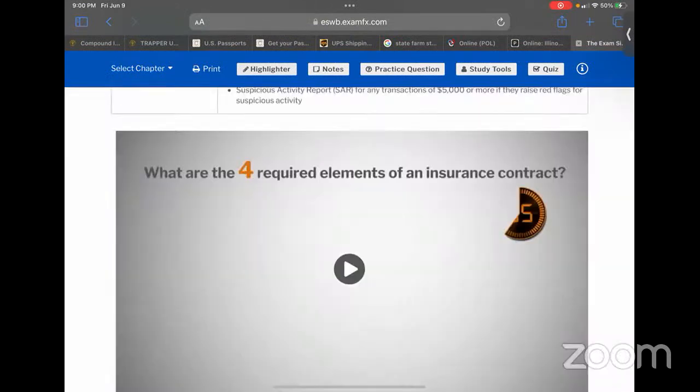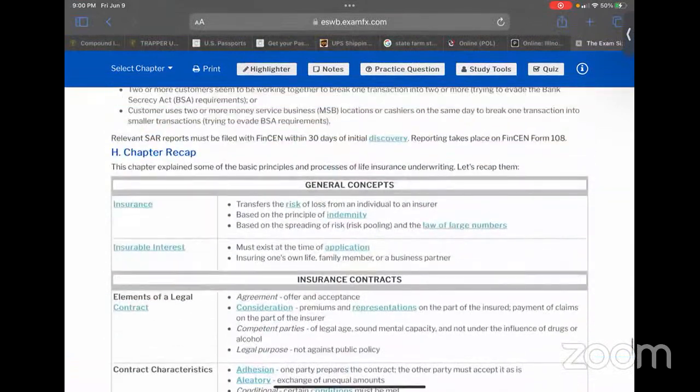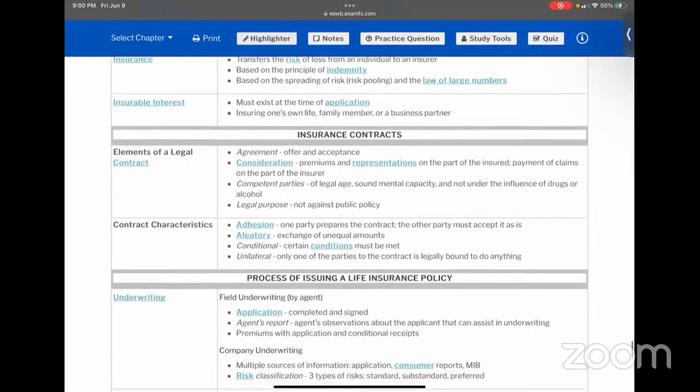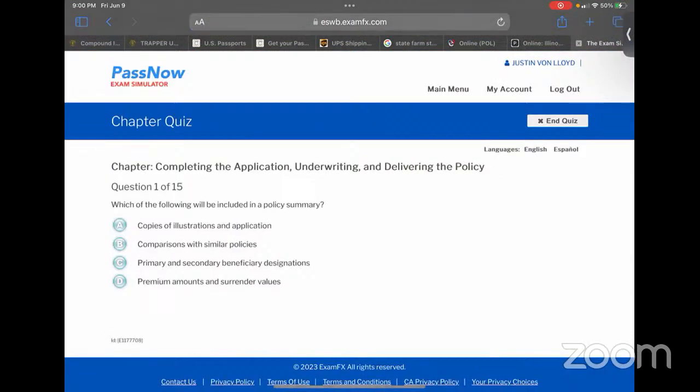Now if we go to the quiz, 15 questions. Which of the following will be included in a policy summary? Oh, we just went through that. And this is the beautiful part. A, B, C, or D?